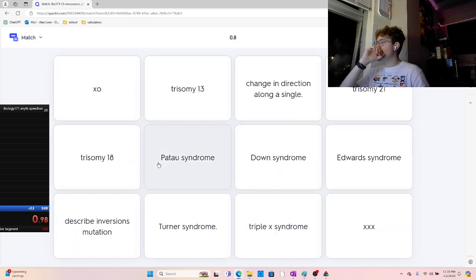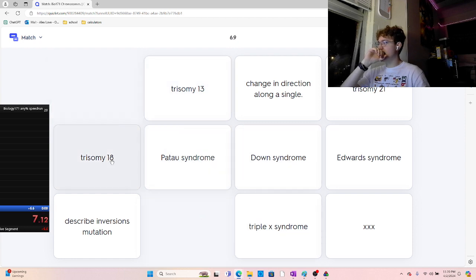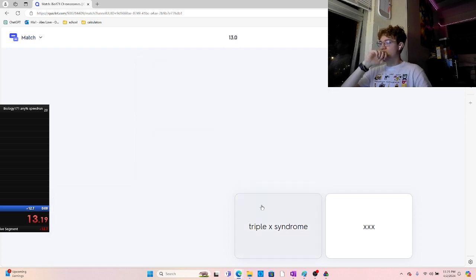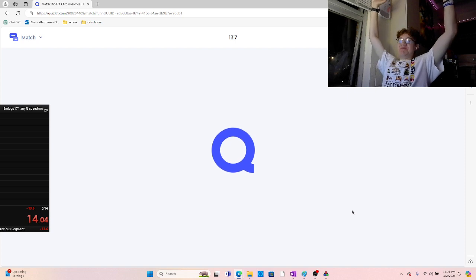Okay. XO, that is Turner syndrome. Trisomy 18, that is Edwards syndrome. Trisomy 21, that is Down syndrome. Oh, this is a perfect run. Change of direction. Oh, sub 15 seconds, 14.